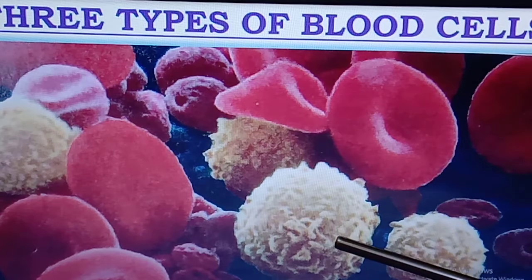White blood cells are also known as leukocytes. The function of white blood cells is to fight against infection and prevent the growth of abnormal cells or cancer. Platelets are irregular and small red fragments of blood cells. Their function is to stop the bleeding and seal the wound.